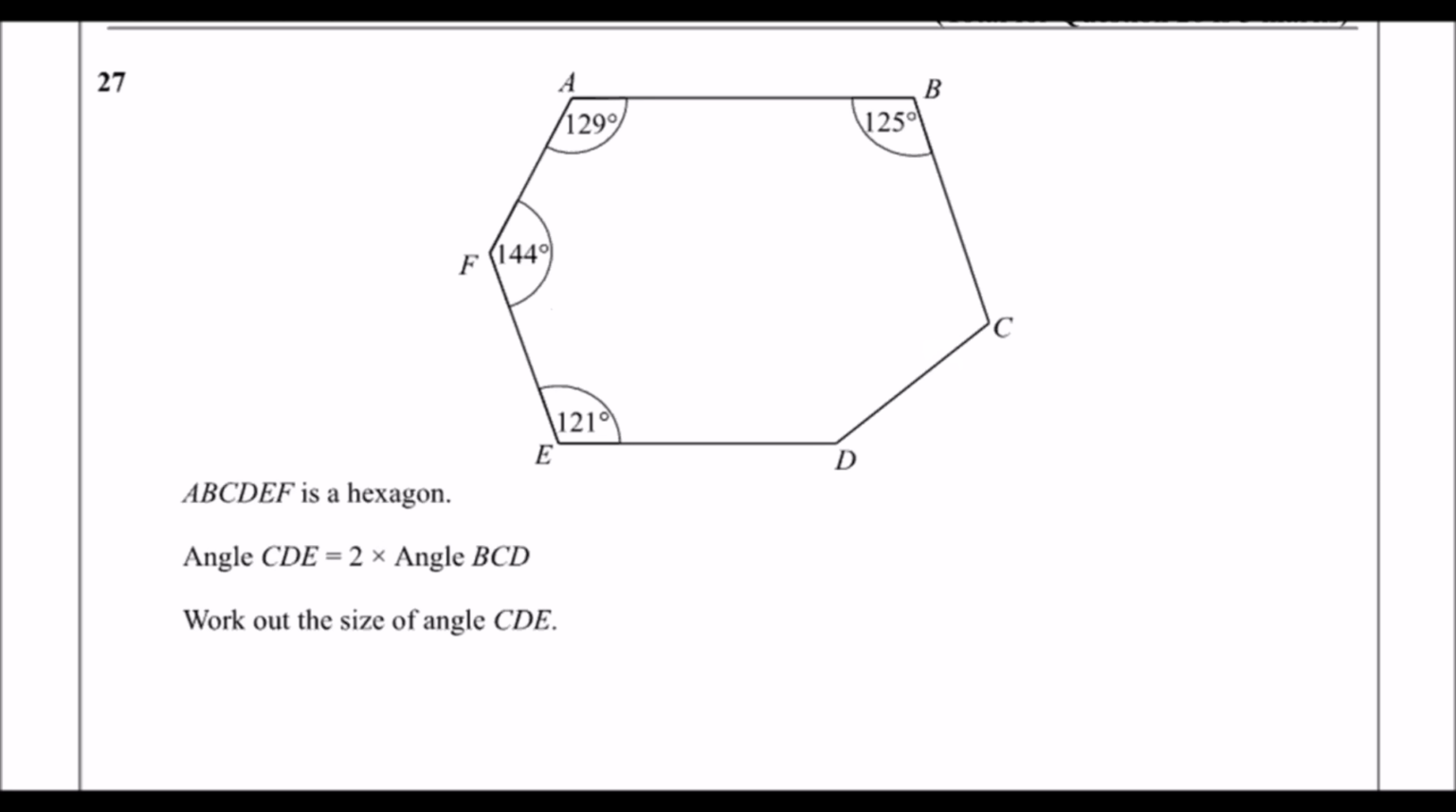Question 27. We've got a hexagon, ABCDEF. Angle CDE is twice angle BCD. So let's say BCD is x, and CDE is twice that, 2x. And we need to work out angle CDE, which is actually this one. This is the one we're working out. We need to know what 2x is. So we've got a hexagon. We need to know the total angles in a hexagon.